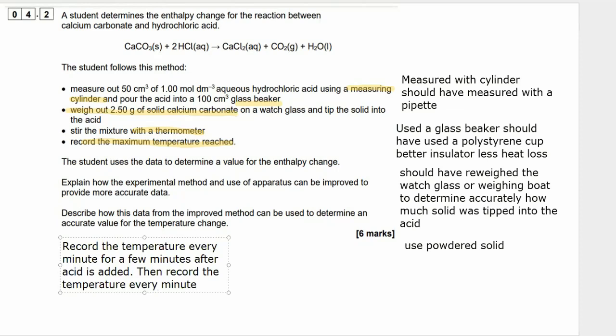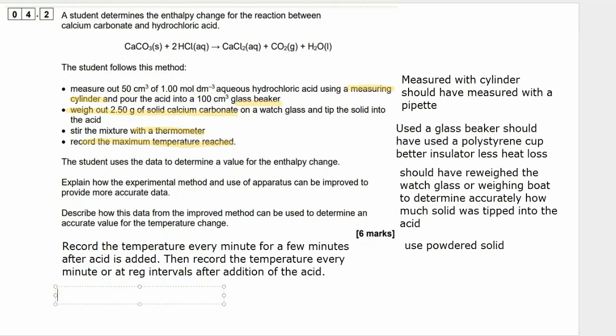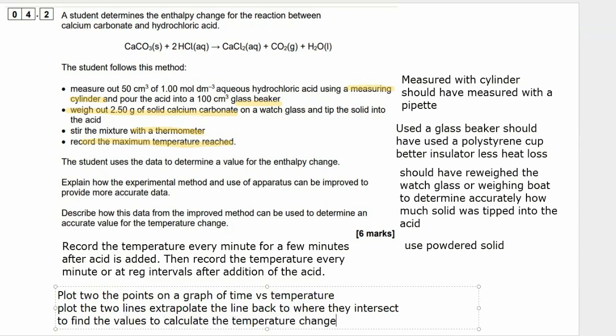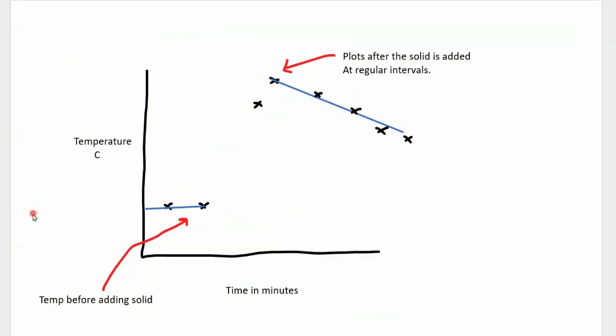Now, how we actually use the data is we want to record several values for the temperature. When it's just the acid before the solid's added, we'll plot that. It's normally a straight line on a graph of time versus temperature. Then we're going to add the solid and afterwards make several temperature recordings at regular intervals, like every minute or so. And then what we can do is plot the lines of best fit and extrapolate our line back to the line that represents before the solid is added, and that will help us calculate temperature change.